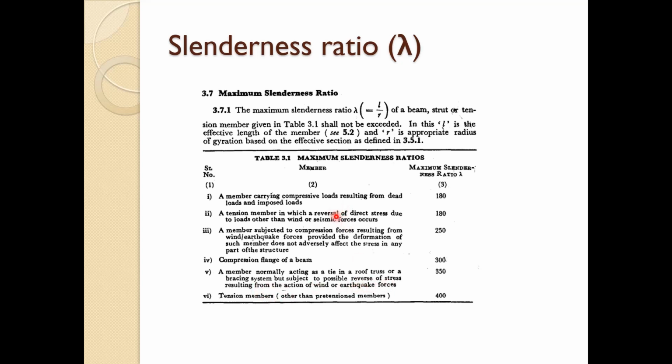So here, other than the earthquake and wind, and here with the action of wind and earthquake, the maximum slenderness ratio is 350. And last, for the tension member other than pre-tension member, it is 400. So these are the limits of maximum slenderness ratio. So we have to check the slenderness ratio while designing the tension member also.